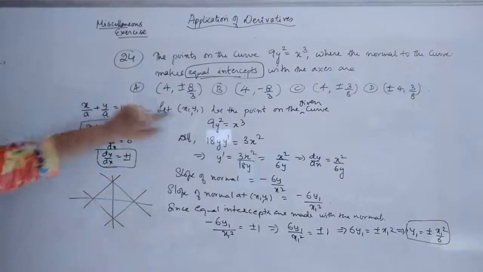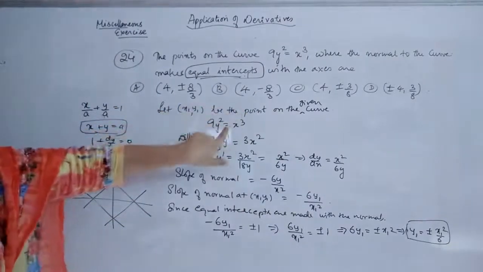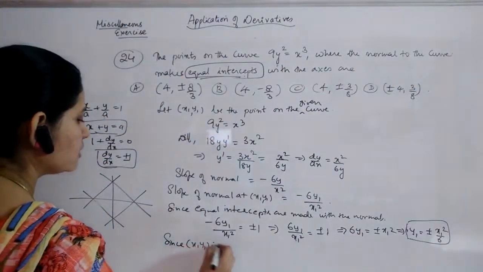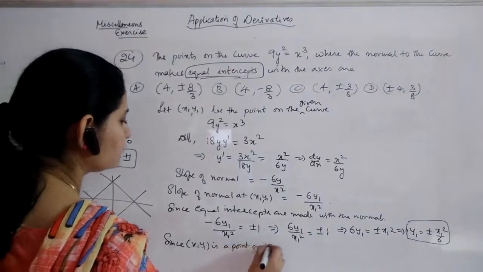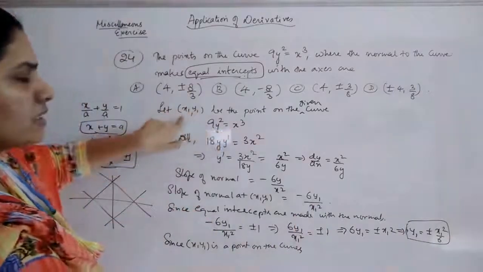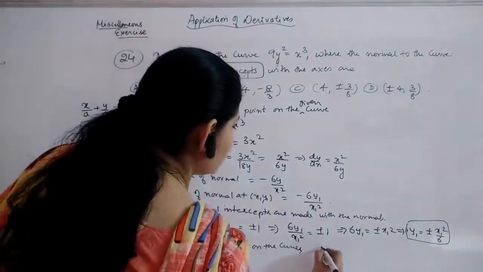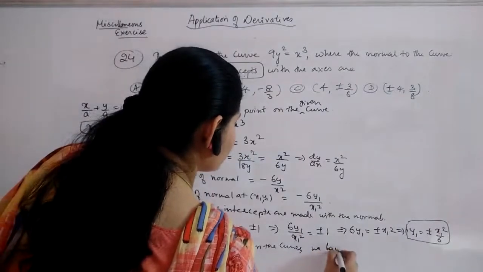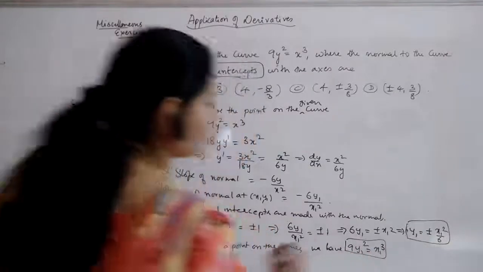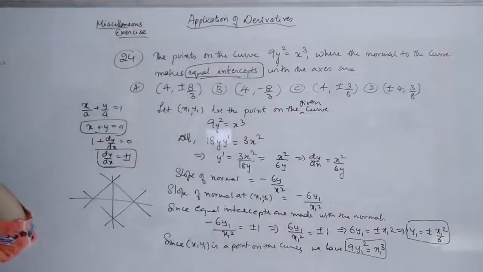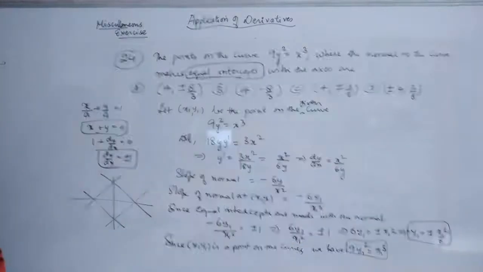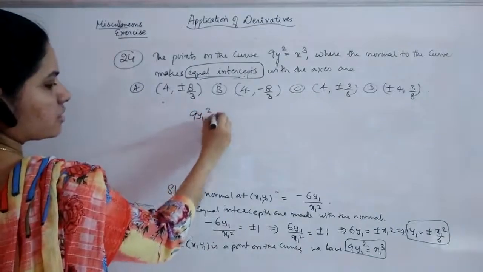Now, since this point which we have taken is on the curve, it will satisfy the equation of the curve also, right? Since x1, y1 is a point on the curve, what you will get? y and x can be replaced with y1 and x1. So we have 9y1 square is equal to x1 cube. Now since we have got the value of y1 as plus or minus x1 square by 6, we can replace it in this equation.